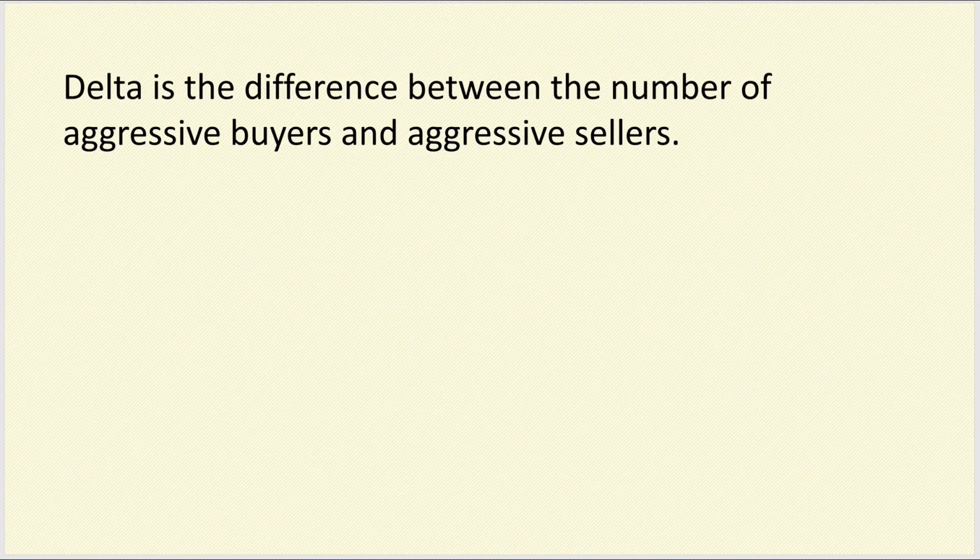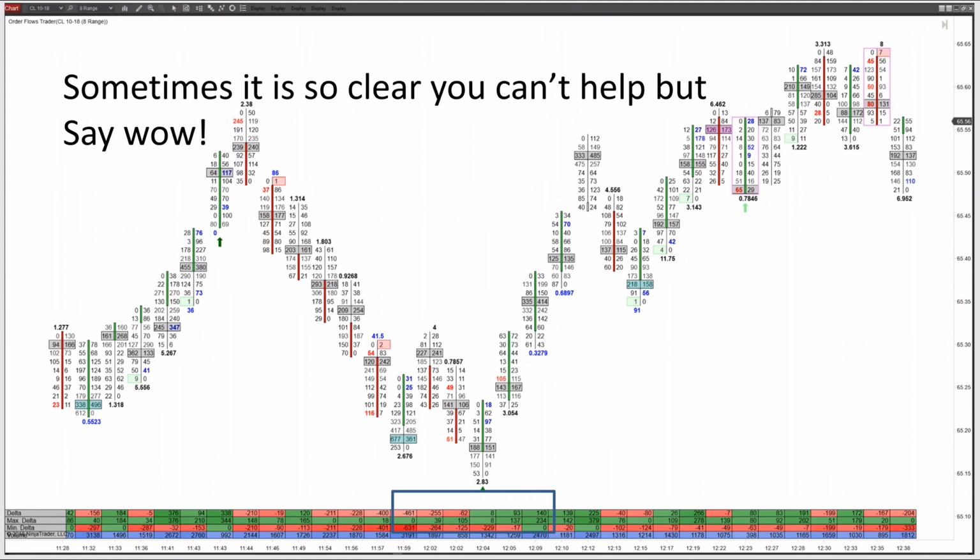Now, delta is the difference between the number of aggressive buyers and aggressive sellers in that bar. I should put that there, in the bar, okay? And that's important because once you start noticing how many aggressive buyers or aggressive sellers there are, one side is often going to be much stronger than the other side, and that's going to give you a clue into what is going on in the market. And like I said, sometimes it's going to be so clear you can't help but say, wow.